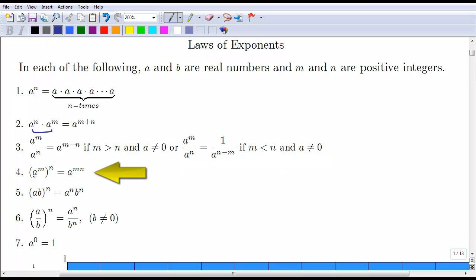If we've got a base to a power and then to another power, then we can just think about that as being that base that many times again. So we can multiply the exponents.